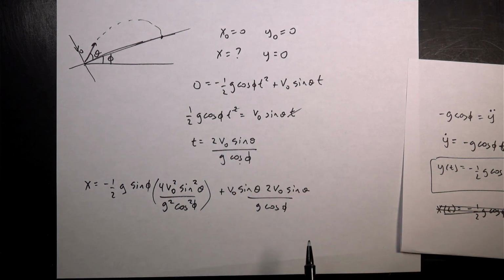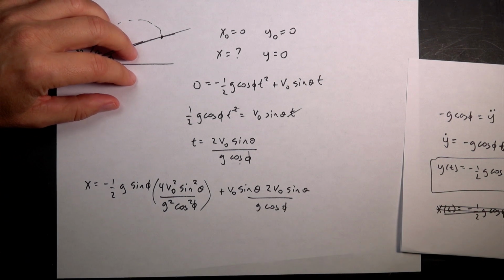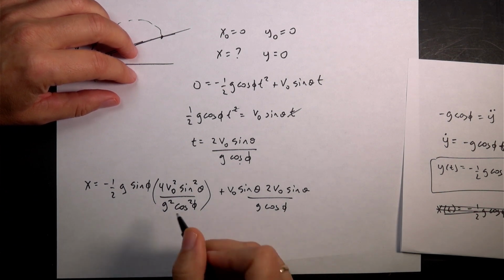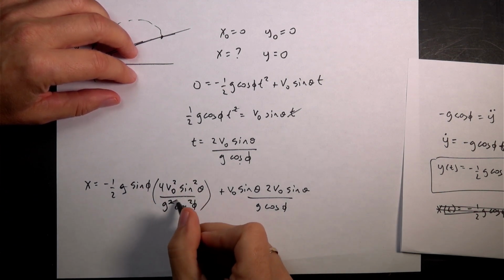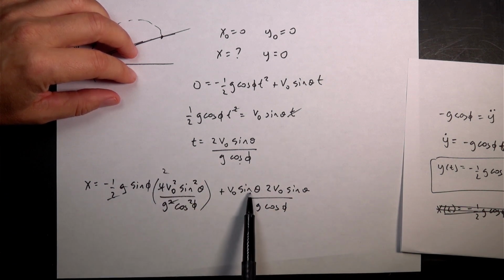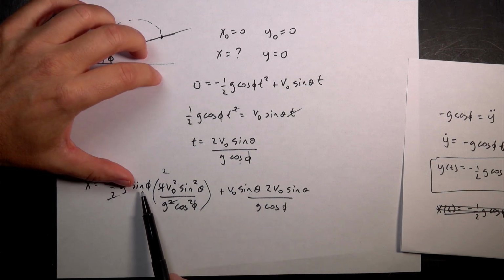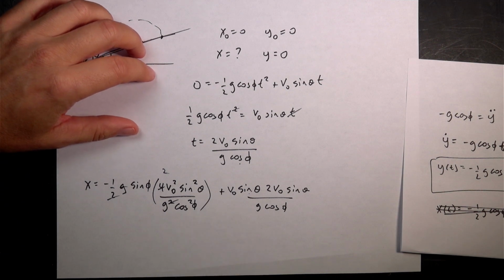Yep. So that's my x value right there. It's done. Okay. Now, can we simplify? Here's a g squared and a g. Here's a 2. And this has sine squared, and this has a v0 squared and a 2 sine phi. We don't have similar terms.